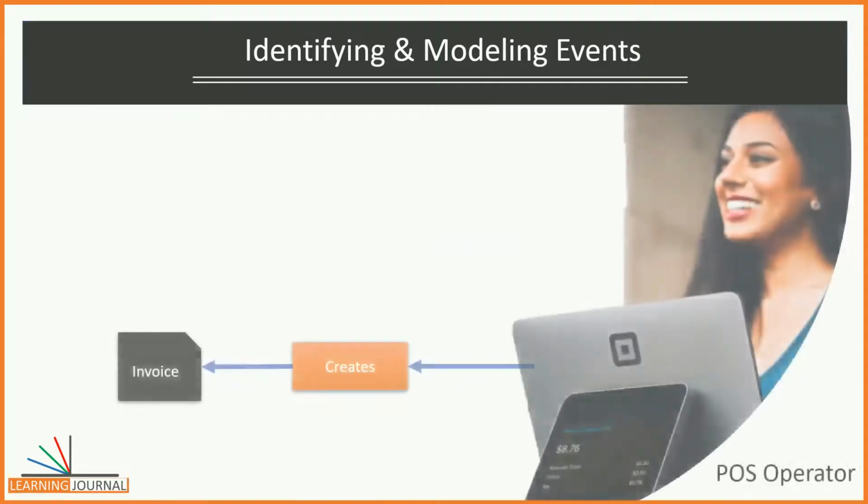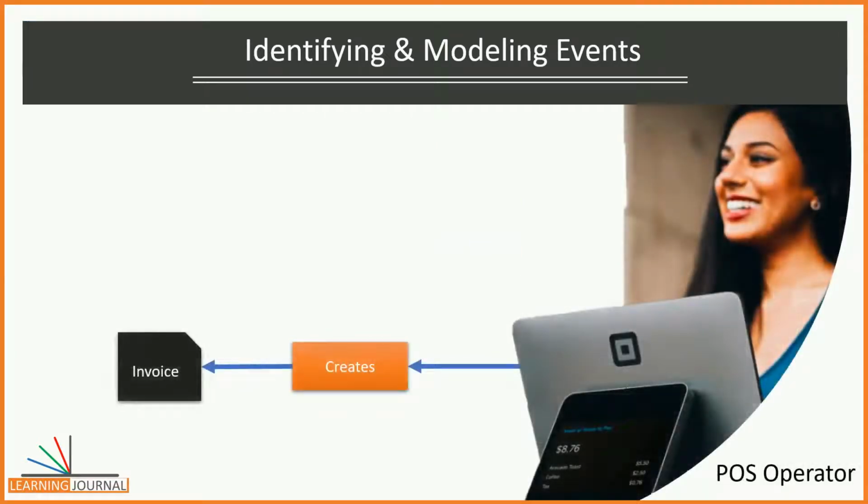For example, invoicing is a business activity performed by a point of sale operator that generates an invoice. The POS operator is the actor. The verb create is an action. The invoice is the event that is generated by the create action. We identified an event. It is that simple. So the event is an outcome of the action performed by an actor. That's what we mean by an event in this course.